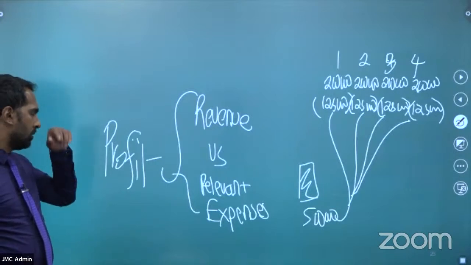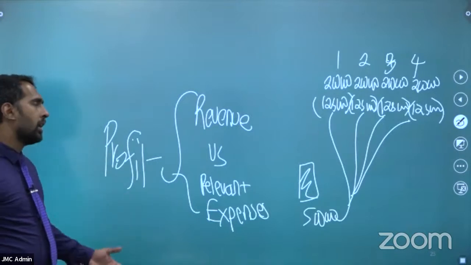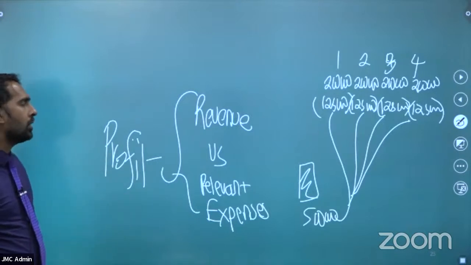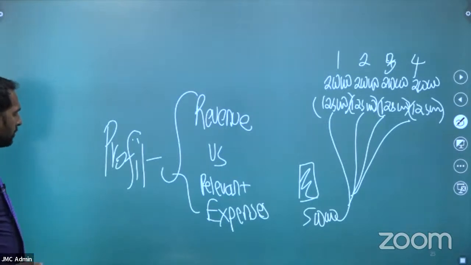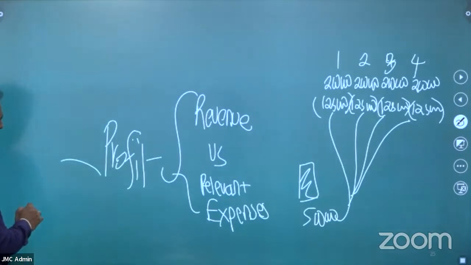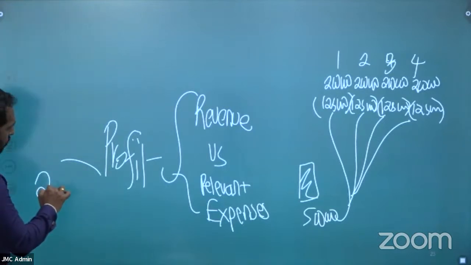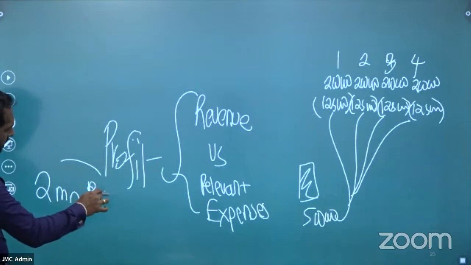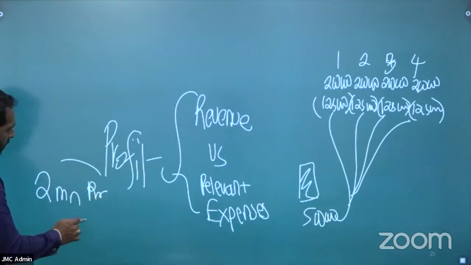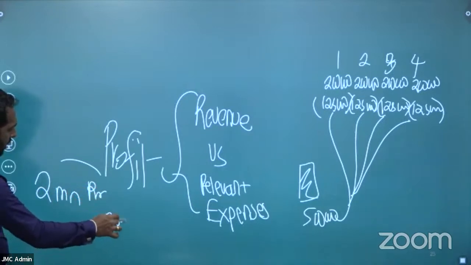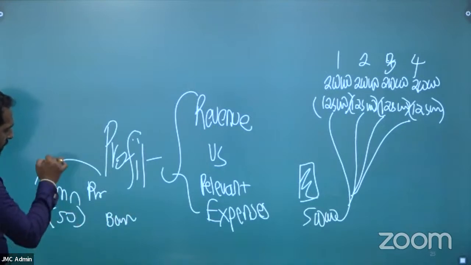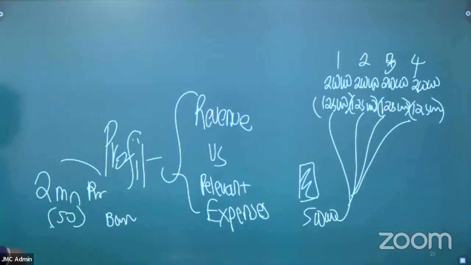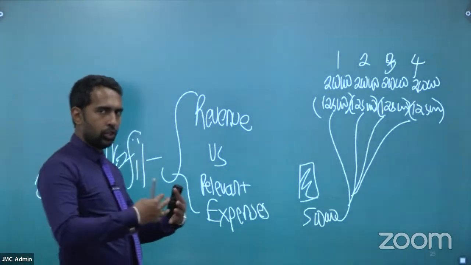Matching concept. Let's say, for an example, we have made a profit of rupees 2 million. From this profit, we are going to pay a bonus of 50,000. Then this 50,000, I have to deduct from the same profit. Profit again, you have a bonus given, you have to match.